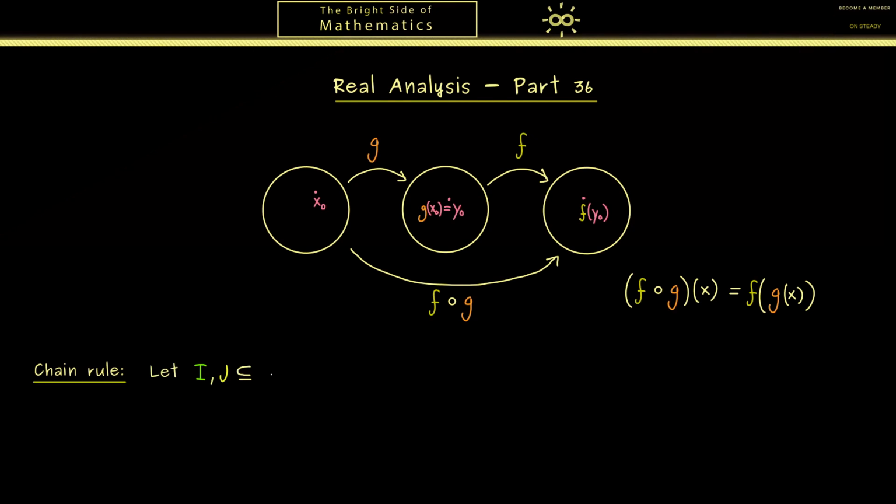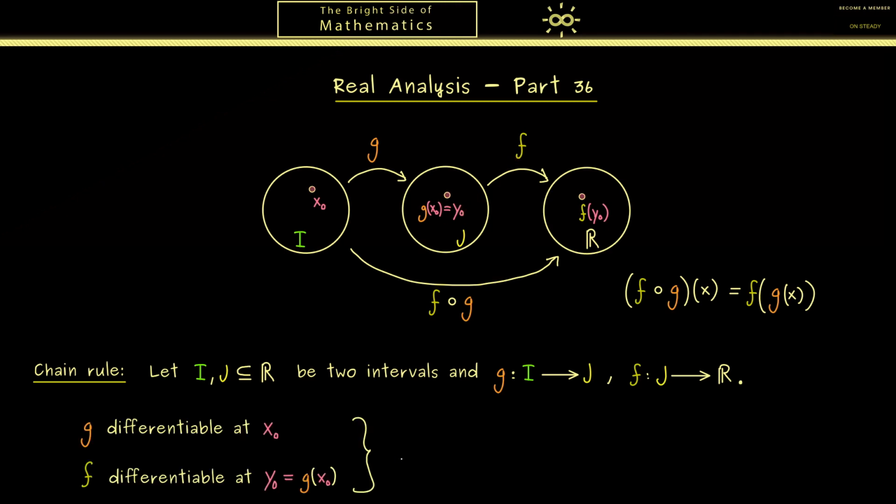Now, to keep it simple, let's fix two intervals I and J here. So I should be on the left and J in the middle. Hence the function g goes from I into J and f goes from J into R. This now guarantees that the composition f after g is well defined. Okay, now the only assumption we want to put in is that g is differentiable at x0 and f at y0. And now our result is the implication that the composition is also differentiable at x0.